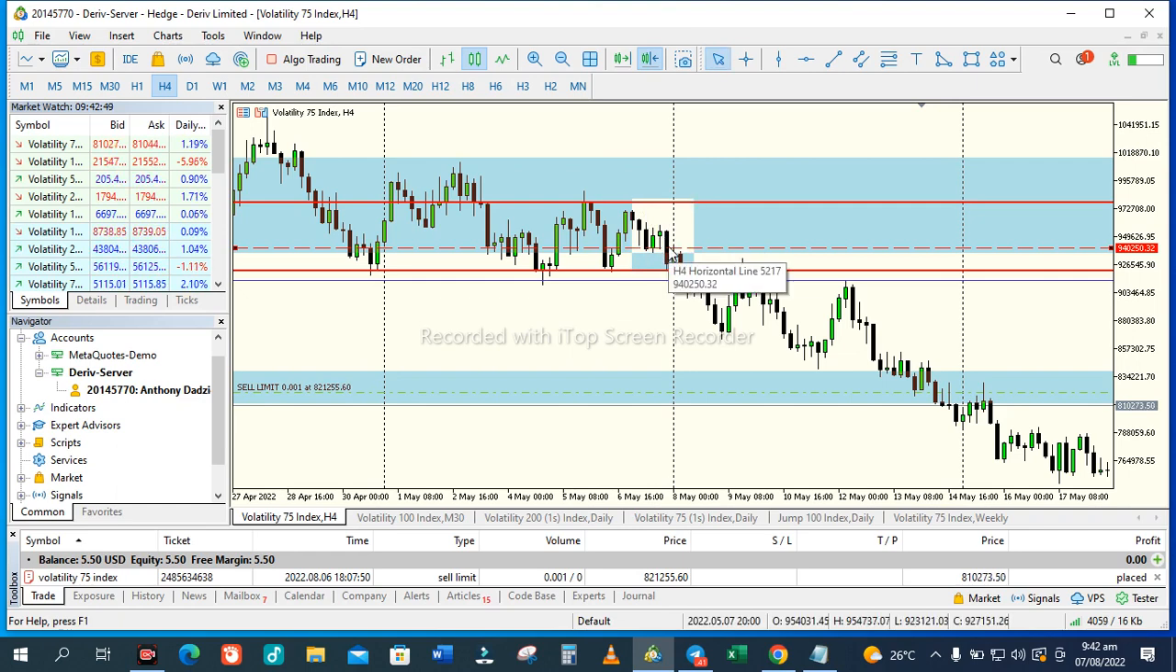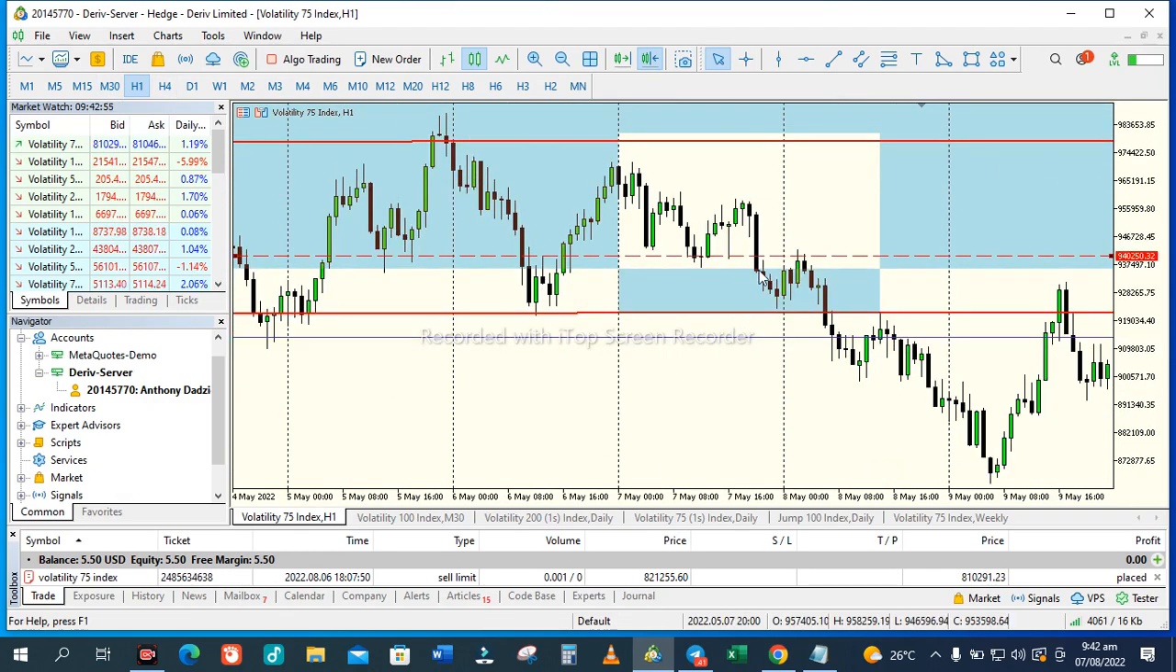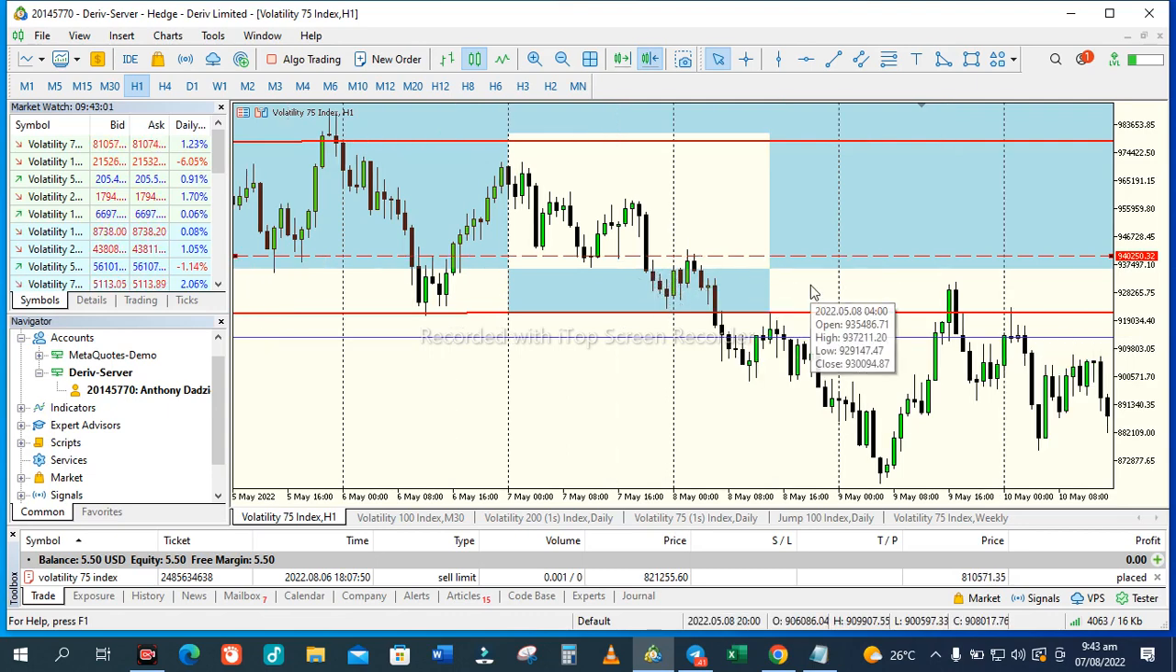Although I'm finding it on the H4, let me go to the H1. So this is the zone we're talking about. Now let me show you what could have been a possible good entry. Here we are finding out that price traded and came all the way here.